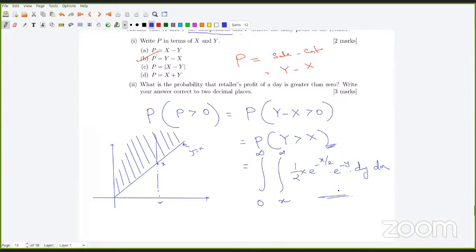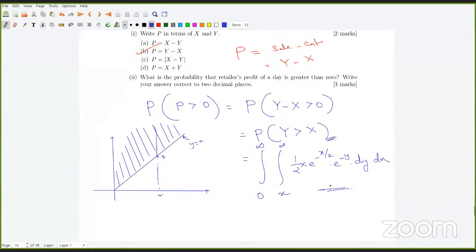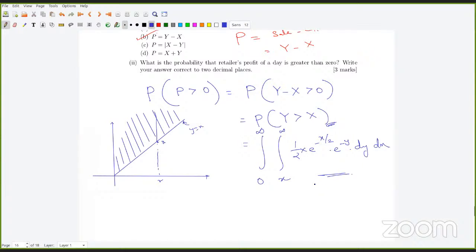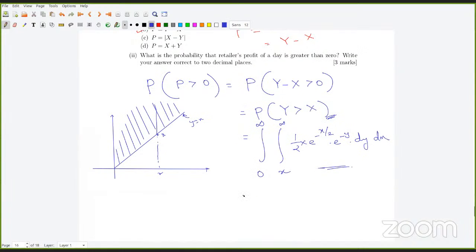Is everyone able to compute this, or shall I compute it? I think 0.33. Okay, maybe you will get 0.33, but the computation part, is everyone clear? Everyone knows? Yes, sir. Sir, I have a doubt.